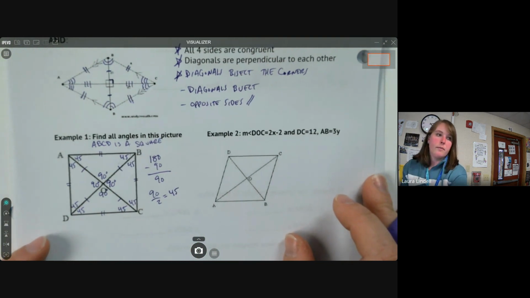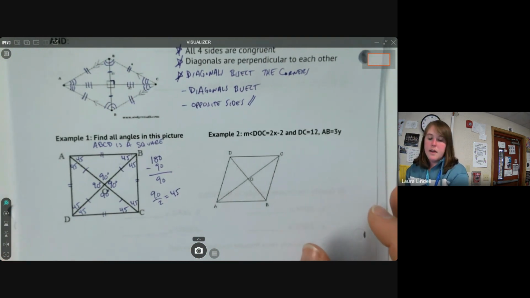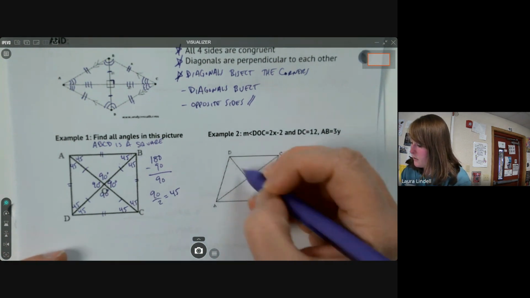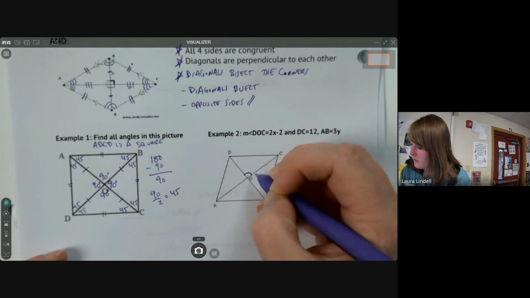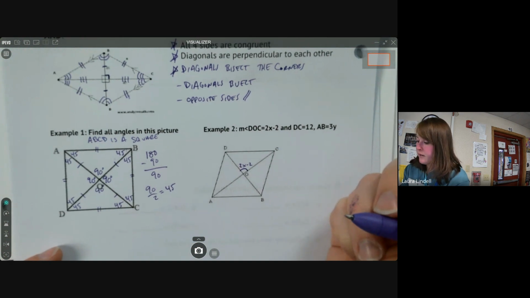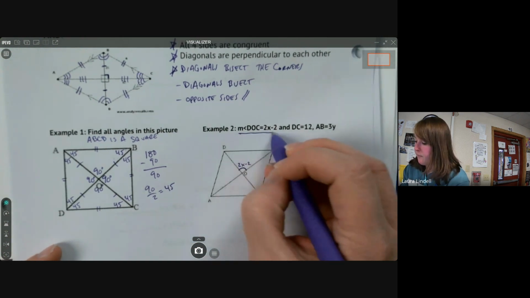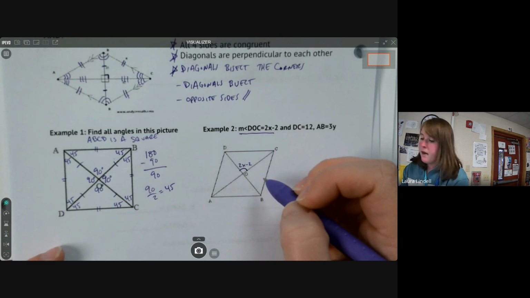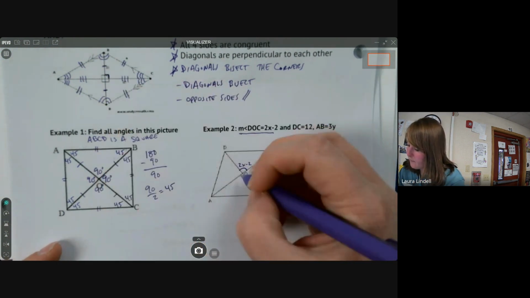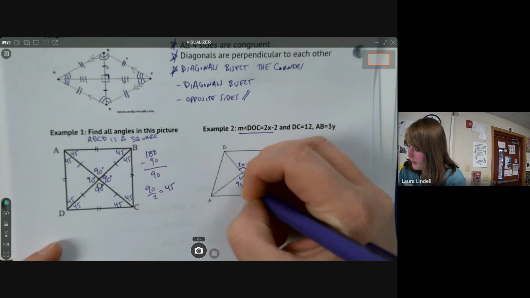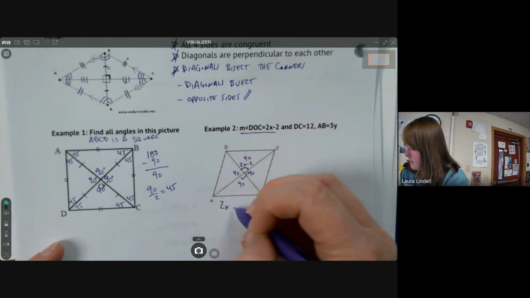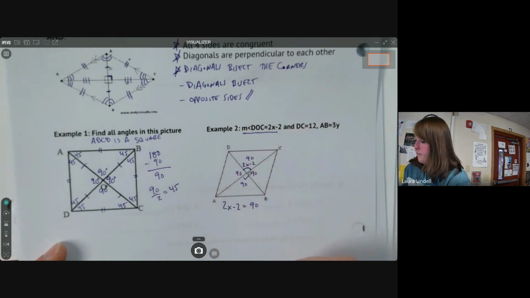On the next one, we're going to look at a rhombus. It says the measure of angle DOC is 2x minus 2, and we want to solve for x. So let's start with just that piece of information. The other thing that we know about a rhombus is that these angles are all 90. So 90, 90, 90, 90. 2x minus 2 equals 90.